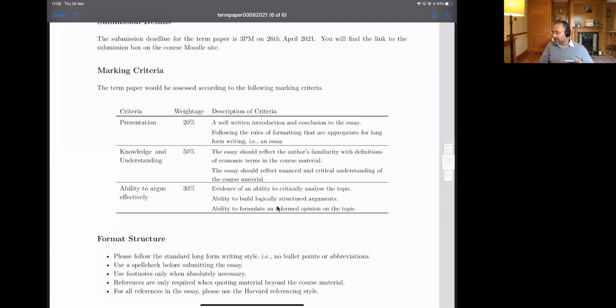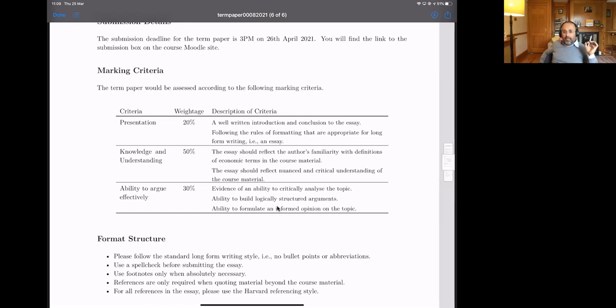What are the criteria for presentation? A well-written introduction and conclusion of the essay, right? So if you've not written an introduction which is good, you'll be marked down. If you've not written a good conclusion, you'll be marked down. It should have a well-written introduction and conclusion, and the normal presentation rules, which is, you shouldn't have bullet points, normal essay rules. It should look decent. It should reflect the effort you've put in.